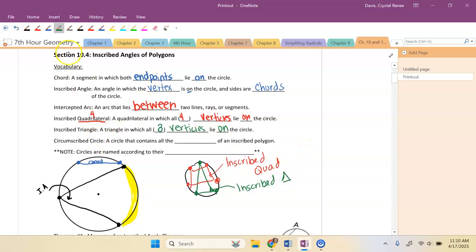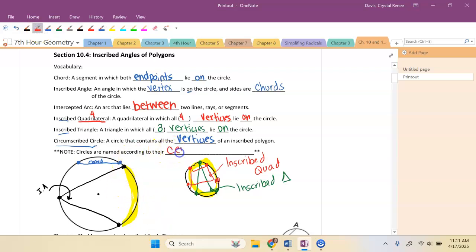Now a circumscribed circle, you can't have a circumscribed circle without an inscribed polygon. So the circumscribed circle is the circle itself that contains the inscribed polygon. So it's a circle that contains all the vertices of an inscribed polygon.